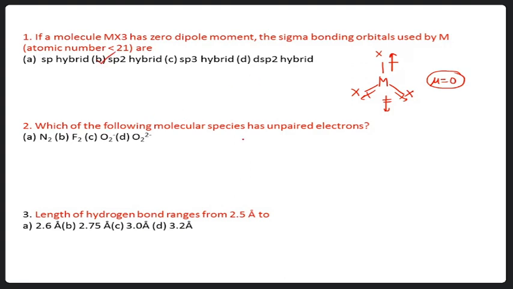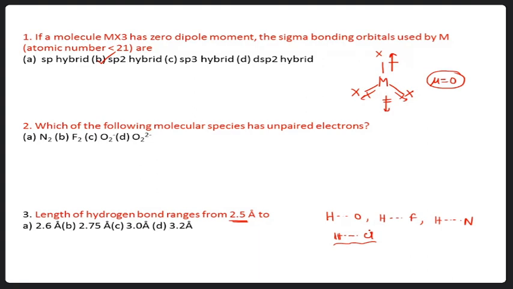Now, which of the following molecular species are unclear? We are not discussing this. Length of hydrogen bond ranges. This is an informative question, so here we have to remember hydrogen bonding. When hydrogen is bonded with oxygen, fluorine or nitrogen, more electronegative elements, this is called hydrogen bonding. In some cases also chlorine, as in chloral, where hydrogen forms a hydrogen bond with chlorine.